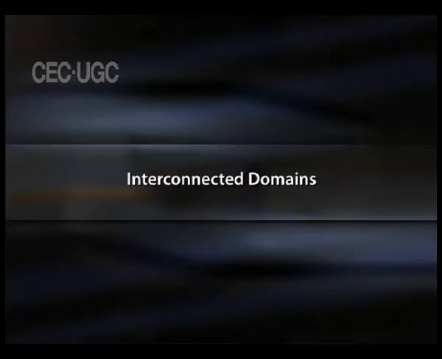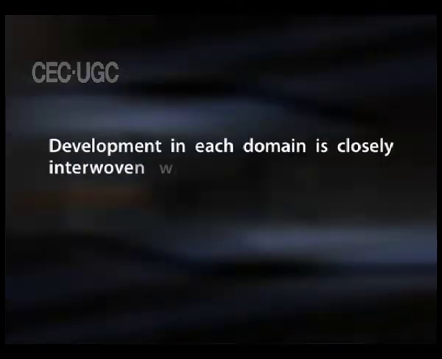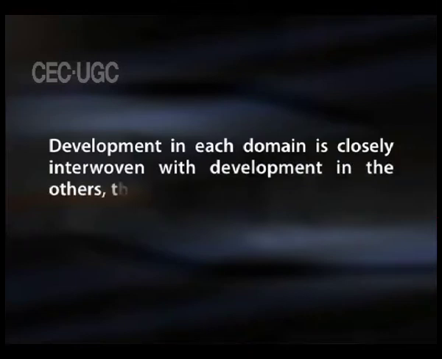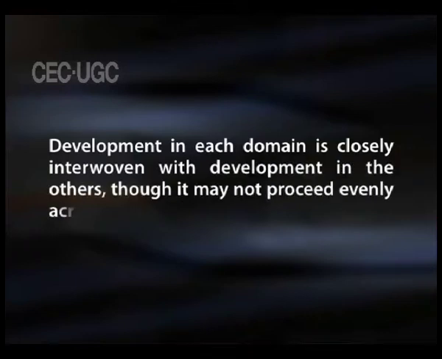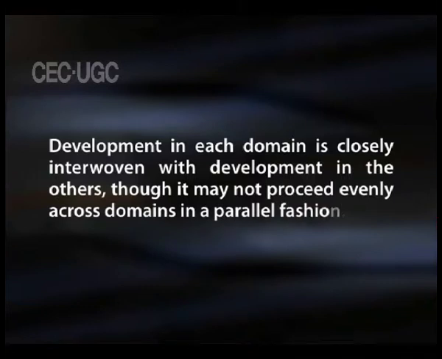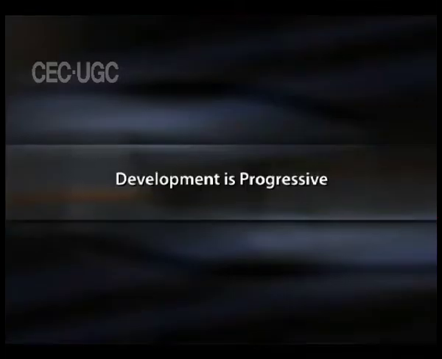Interconnected domains. Development occurs across a number of interconnected domains. Development in each domain is closely interwoven with development in the others, though it may not proceed evenly across domains in a parallel fashion. For example, language development may at times outstrip physical development or vice versa. Three major domains are physical, cognitive or linguistic, and socio-emotional.